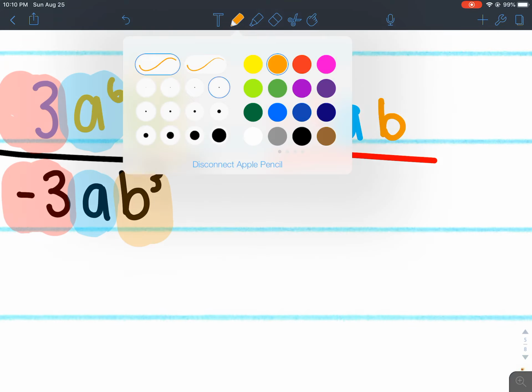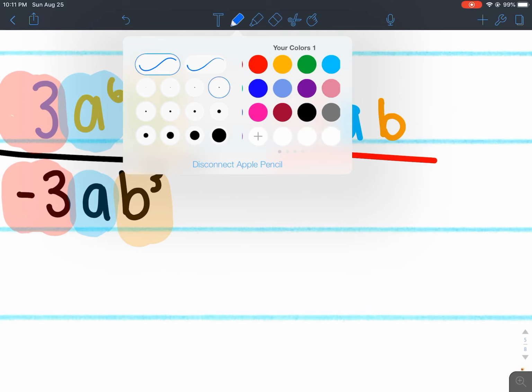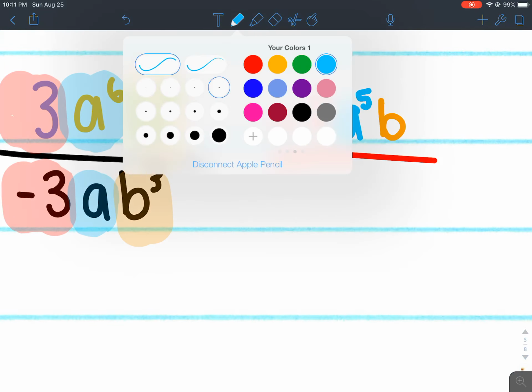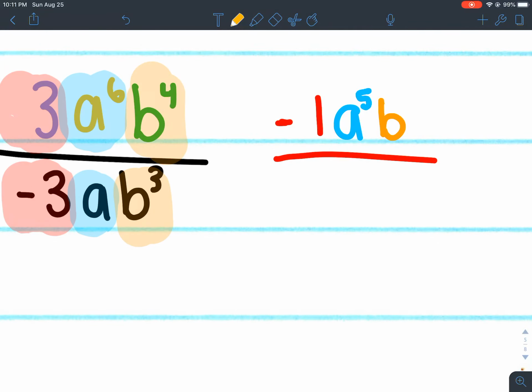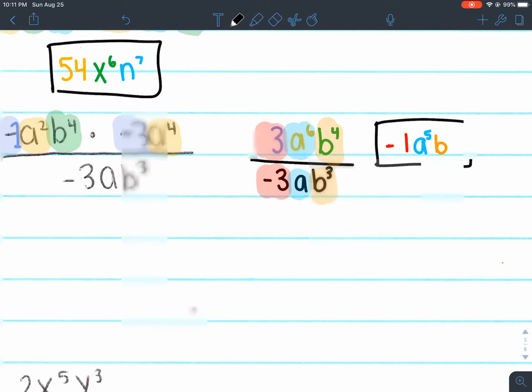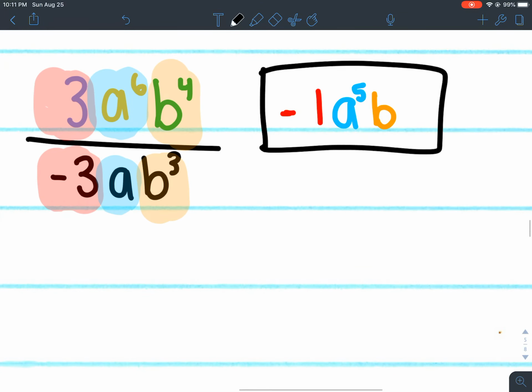Oh, you know, I forgot something. I forgot the 5 on the a. Okay. There are more a's in the numerator, so you could say b to the 1st because 4 minus 3 is 1, but you don't have to write it. So there actually is nothing in the denominator, so I can get rid of that fraction bar. And that was my final answer. You could also write this as negative a to the 5th times b, so you don't have to have that 1 in the front.